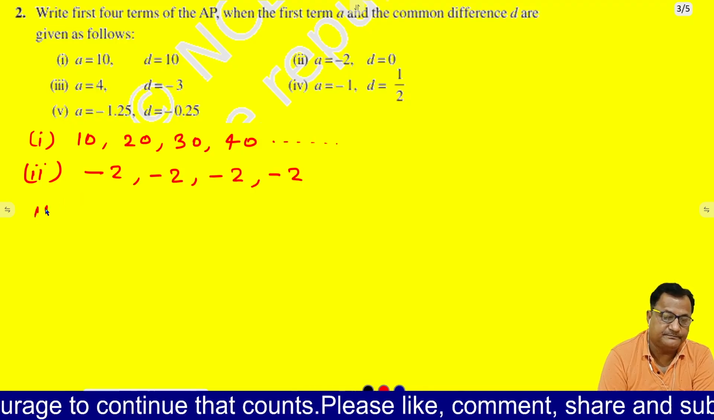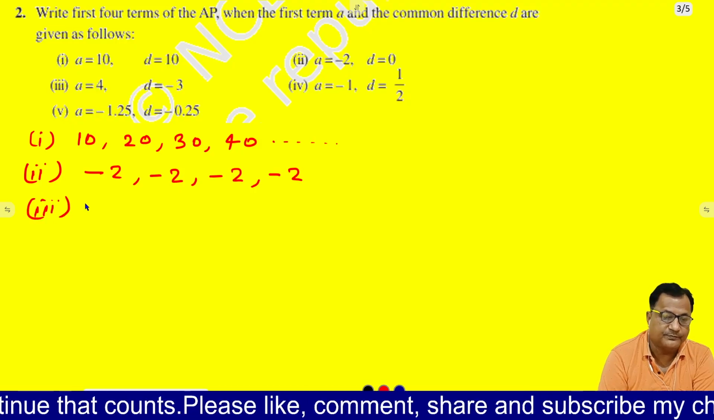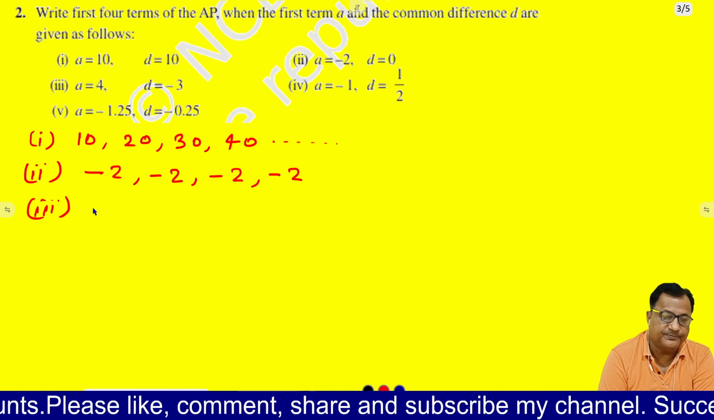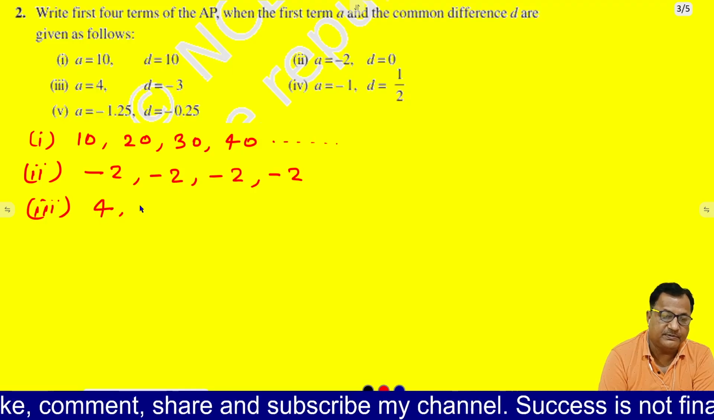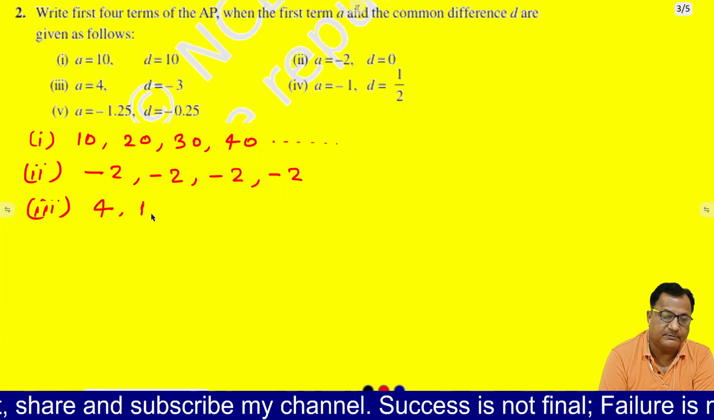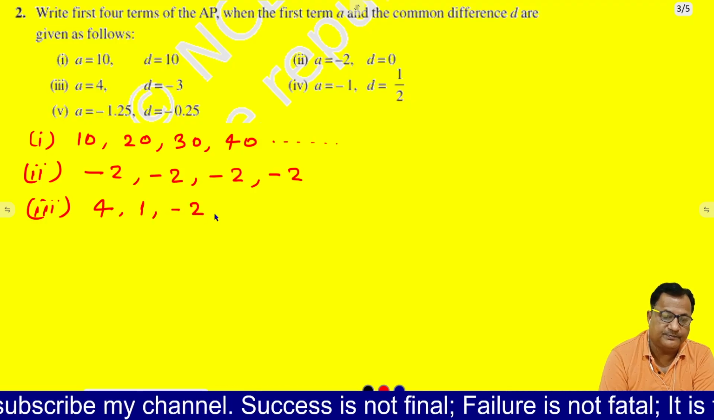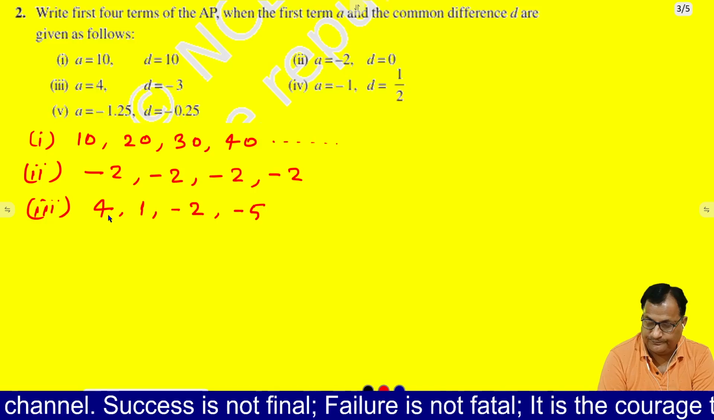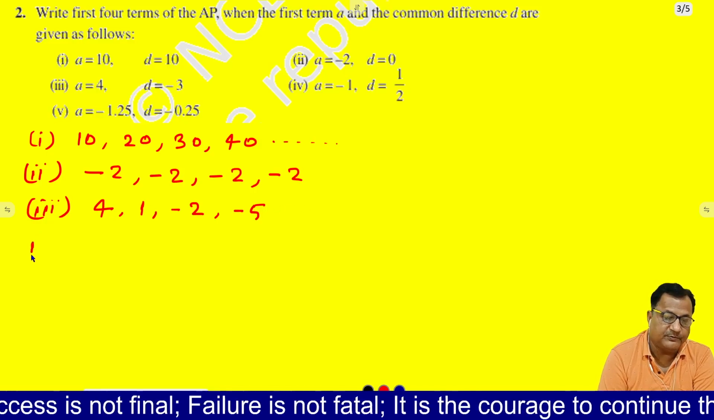Third, A is equal to 4, D is equal to minus 3. So first will be 4, second will be, we will add minus 3, then it will be 1, then it will be minus 2, then minus 5. This is the answer.